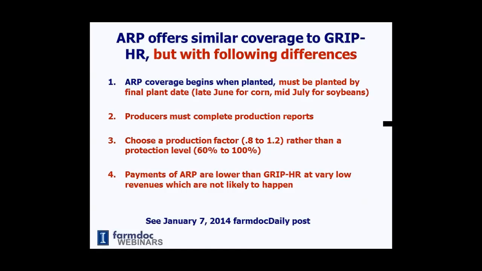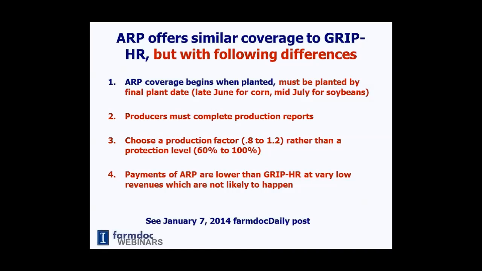The dates vary by county in the state, with southern Illinois having a little different date; they vary a little bit across Illinois. So if planting doesn't occur by those dates, ARP does not offer coverage. Second, producers must complete production reports. That differs from GRIP HR, in that production reports were not needed. Now for ARP, those will be needed.